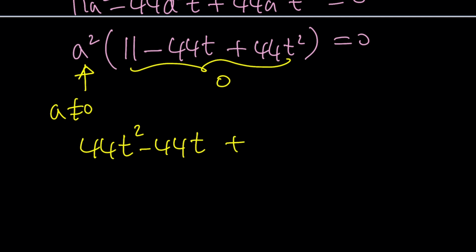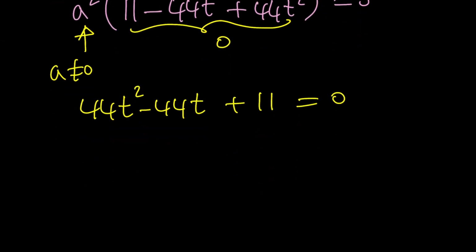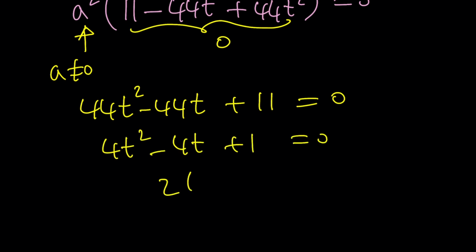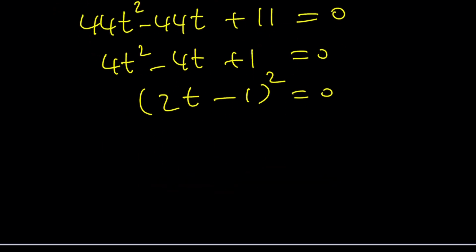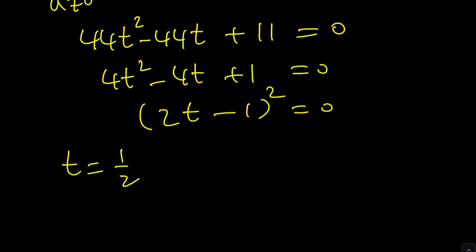So we're going to have to solve this quadratic, but guess what? Everything is divisible by 11, which is nice. Super duper cool. And now we can write it this way. And this becomes 2t minus 1 squared equals 0. Beautiful. T equals 1/2.